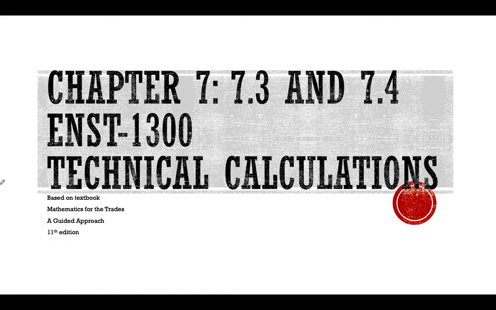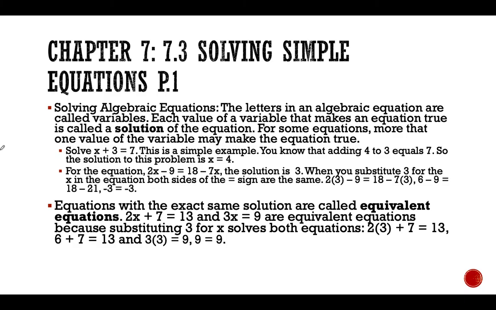Sections 7.3 and 7.4, Solving Simple Equations. First, we're going to talk about solving algebraic equations. The letters in an algebraic equation are called variables. Each value of a variable that makes an equation true is called a solution of the equation. Sometimes more than one value of the variable may make the equation true.